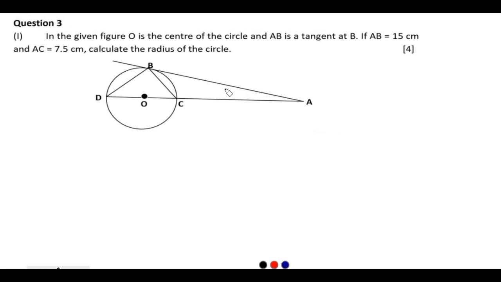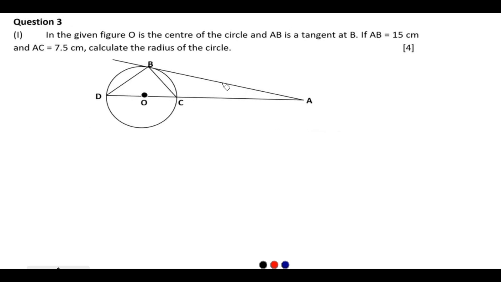Question number 3, it is also from compulsory section, part 1. In the given figure, O is the center of the circle and AB is tangent at B. AB is 15 centimeter, AC is 7.5 centimeter. Calculate the radius of the circle.